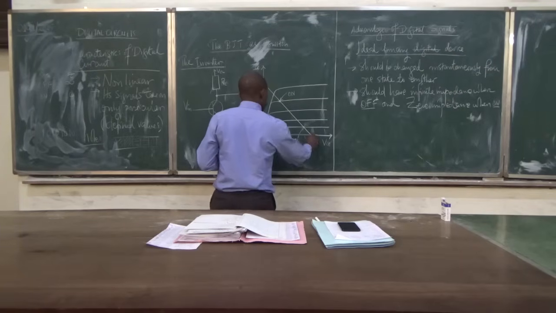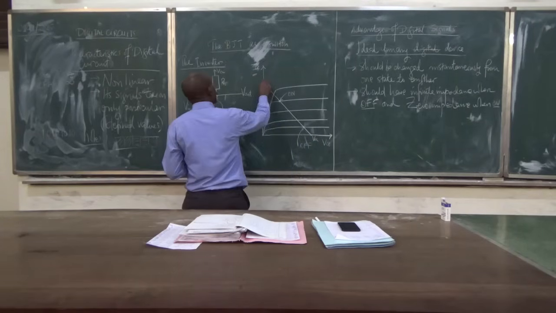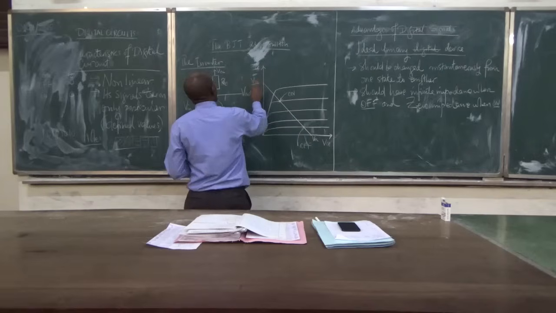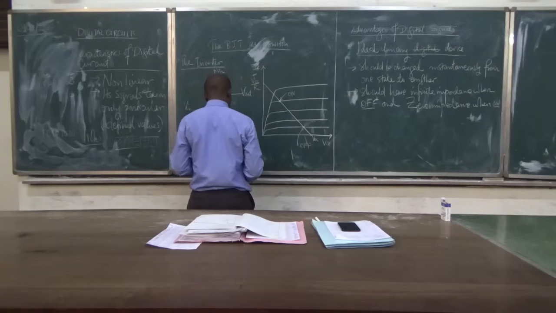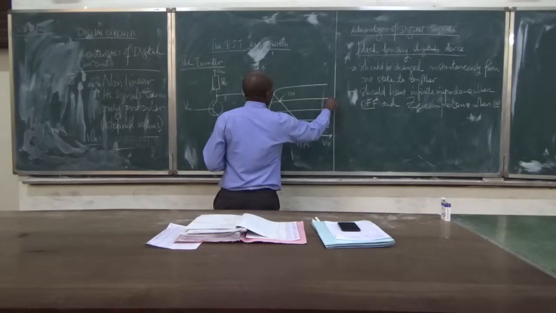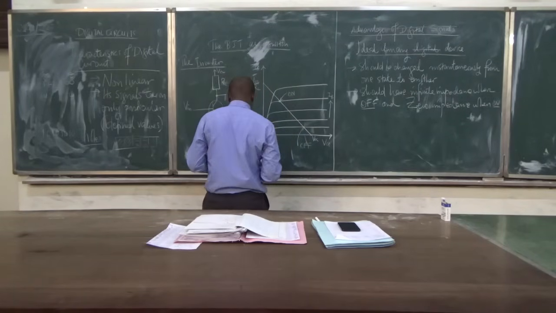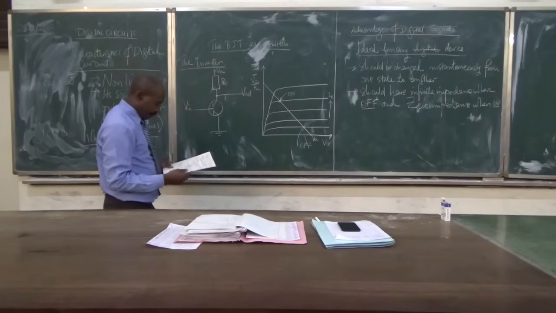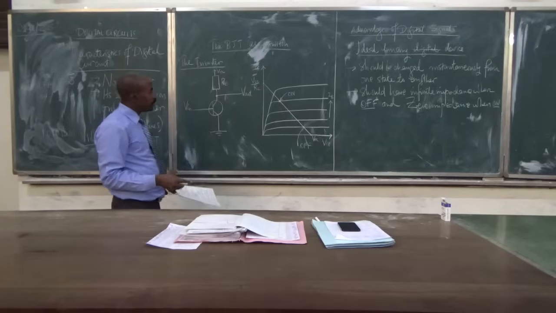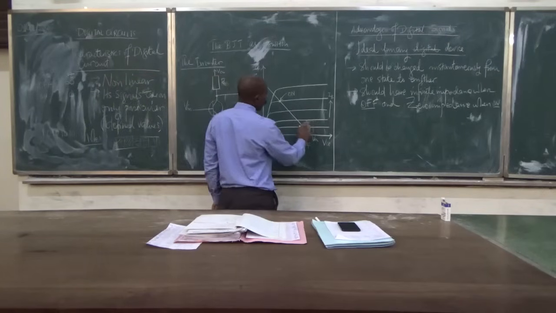Then this is VCC. This is VCC over RC. We are varying ID. For different values of ID, we get the characteristic. This is at ID equal to 0.